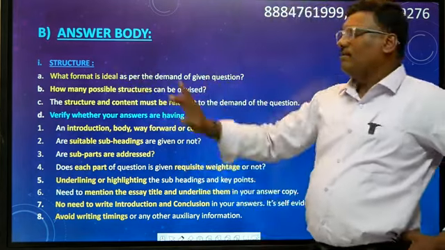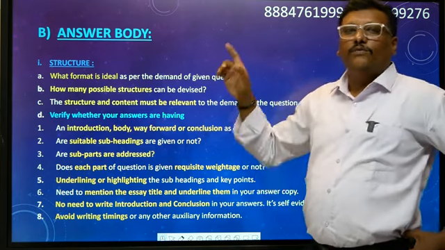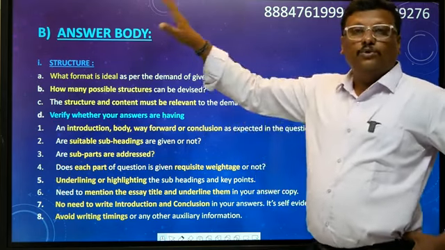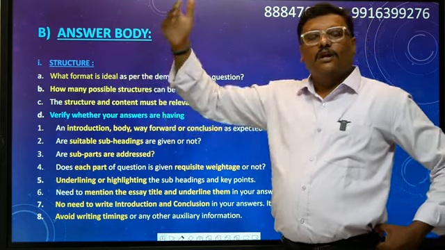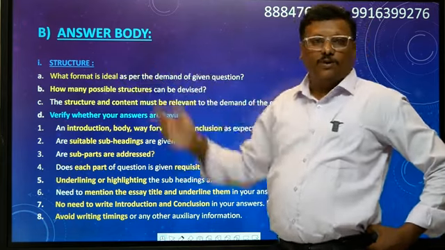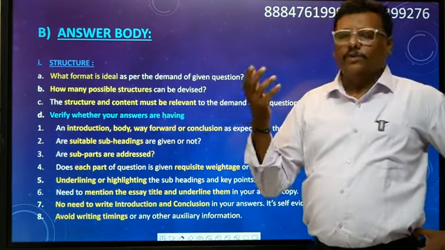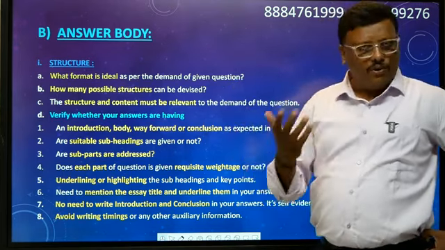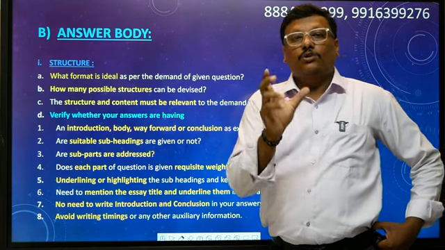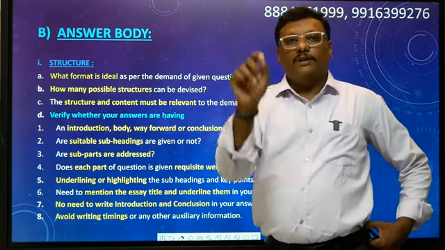Structure is the format which is most ideal to fit the demand of the question. You have already devised that structure while reading the question. Now please follow that. You have a structure in front of you, and you have also brainstormed. If you have brainstormed, it is good. If you have not brainstormed, but you know the focus, you know what you have to write under a particular subheading.